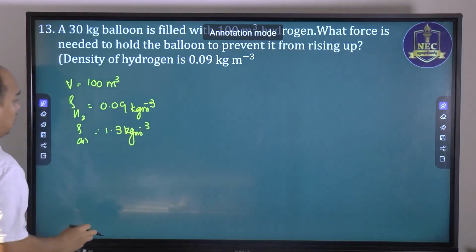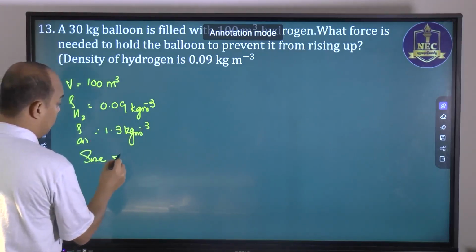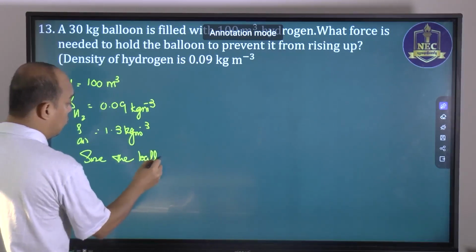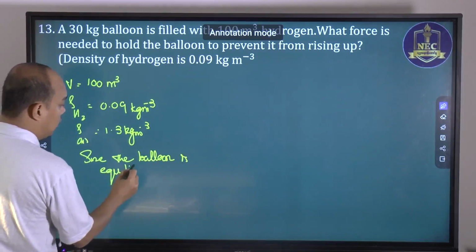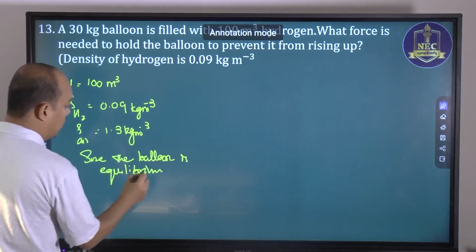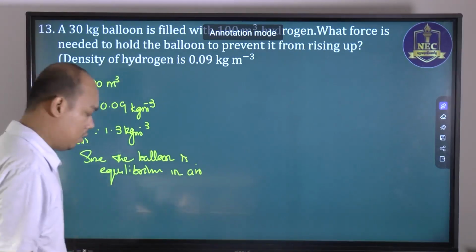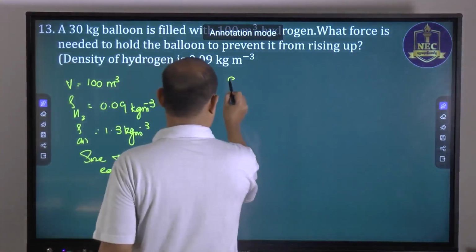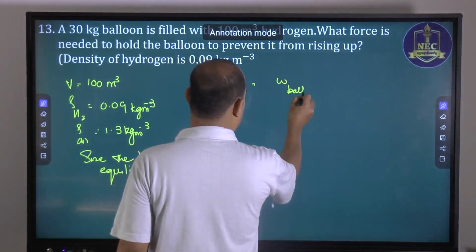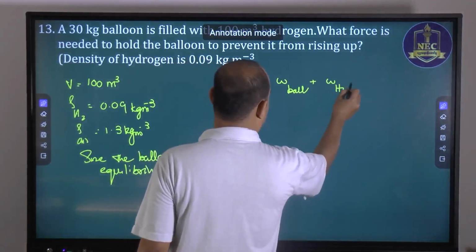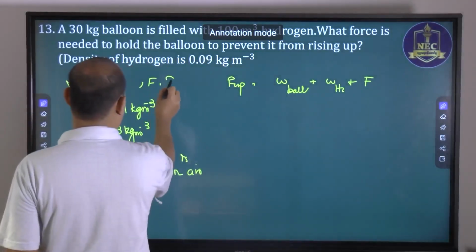Since the balloon is in equilibrium, our drag equal to weight of balloon plus weight of hydrogen.